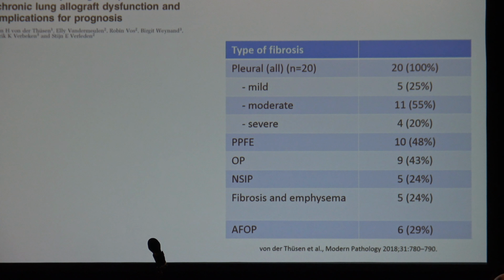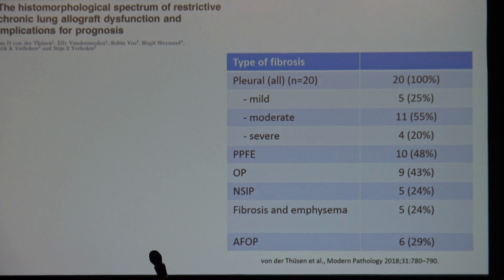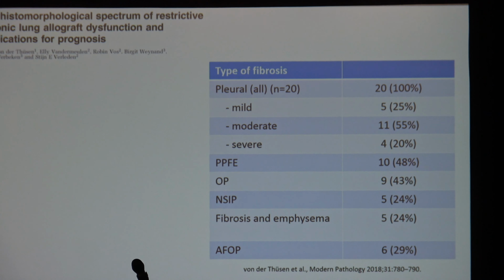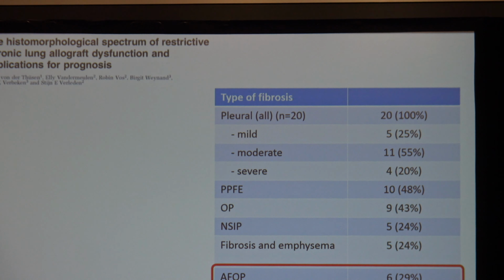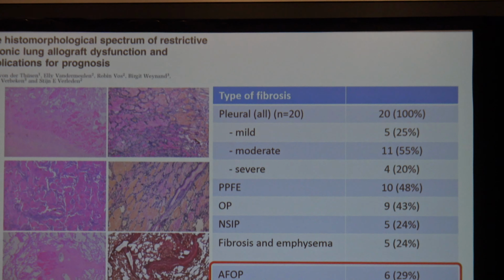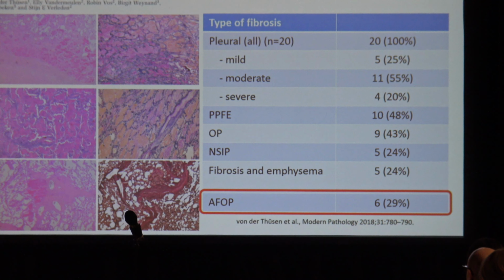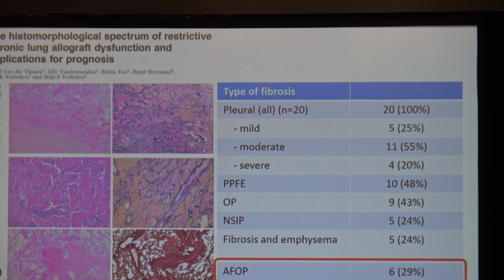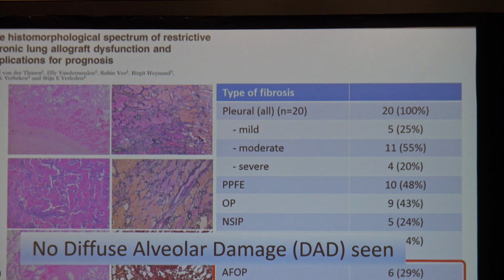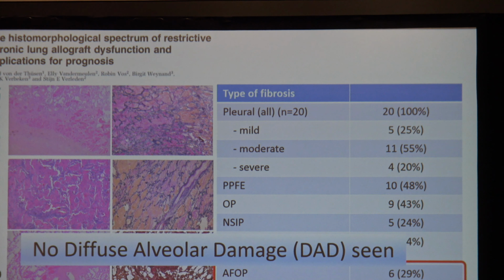So in a nice study out of his institution, in which he was the lead author, looking at restrictive allograft syndrome, or RAS, showed that yes, the typical features of fibrosis, organizing pneumonia, NSIP-like fibrosis are there, but also AFOP was there. And you can see, he showed nicely that there is increased evidence that AFOP was organized into what we call RAS, and no DAD was seen in this study.